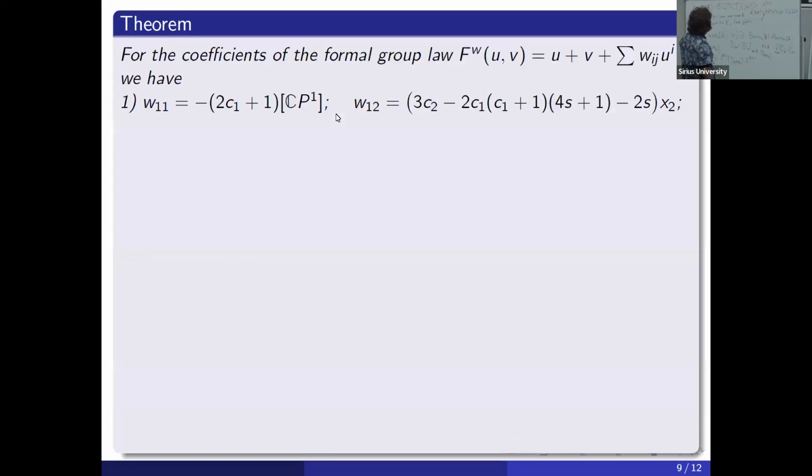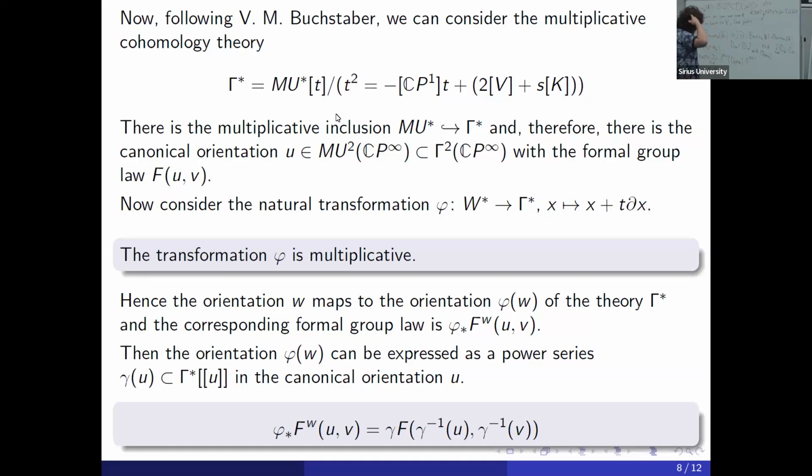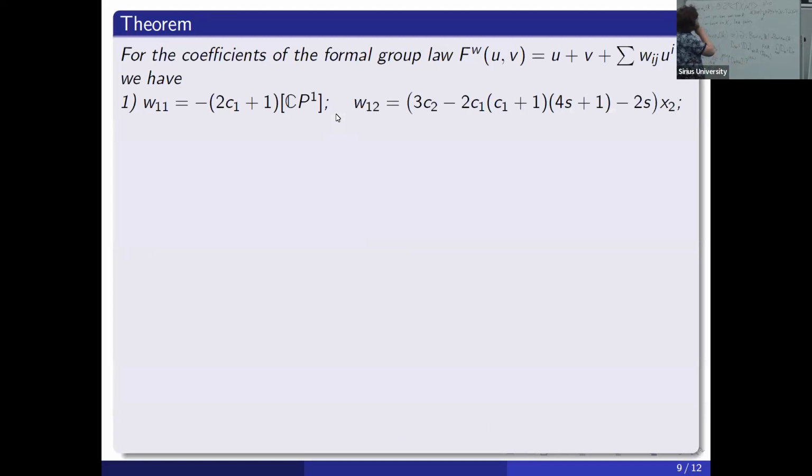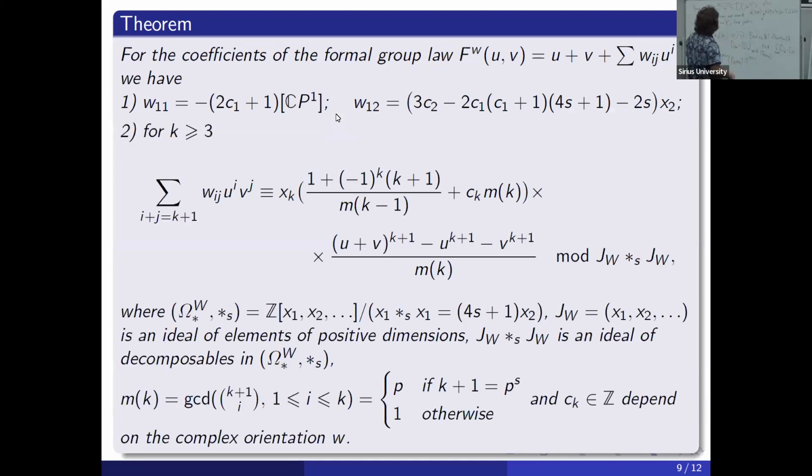And from this we can prove the following. We can, for example, calculate this formal group law modulo decomposable elements. For the coefficients of this group law, we have two strict equalities, and modulo decomposables, we have such an equality. So here is the formula.